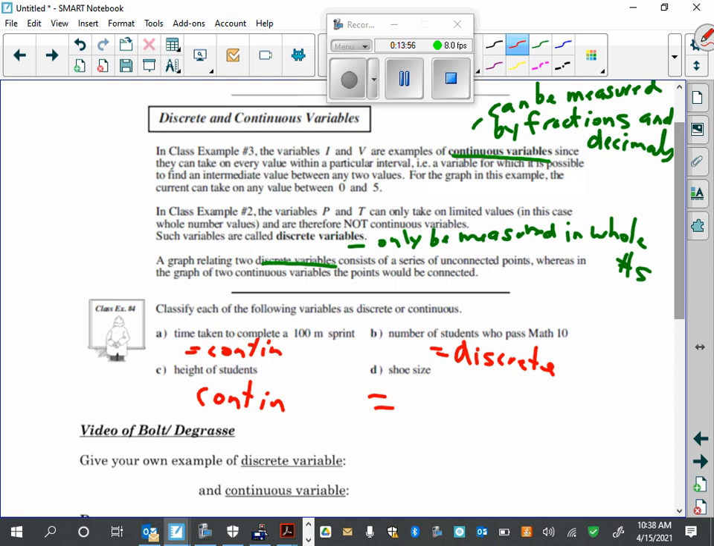Shoe size. Luckily, I have a shoe size that I can get this easily, but you might not. So think about it. Can it be measured in fractions, decimals? Everyone? Continuous. Good. It would depend on which shoe size you're using, because European sizes are different. Good comment. Never heard that before.